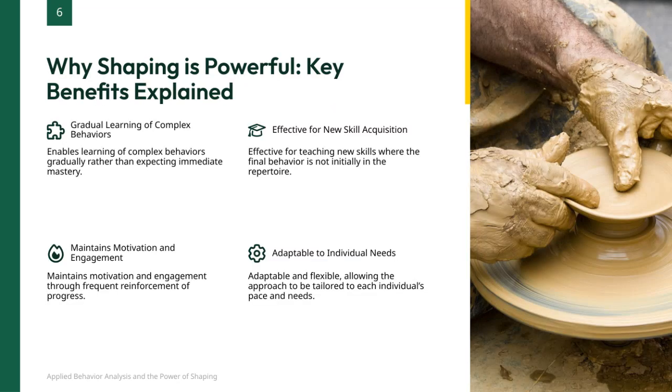Shaping is powerful because it allows for the gradual learning of complex behaviors, breaking down a big skill into manageable steps rather than expecting someone to master it all at once. This makes the learning process much more achievable and less overwhelming. It's especially effective when teaching new skills that the learner doesn't already have. Shaping helps build those behaviors from the ground up. Another key benefit is that it keeps motivation and engagement high by providing frequent reinforcement as progress is made, which encourages continued effort. Finally, shaping is highly adaptable, meaning it can be tailored to fit the individual's pace and specific needs, making it a flexible and personalized approach to learning.